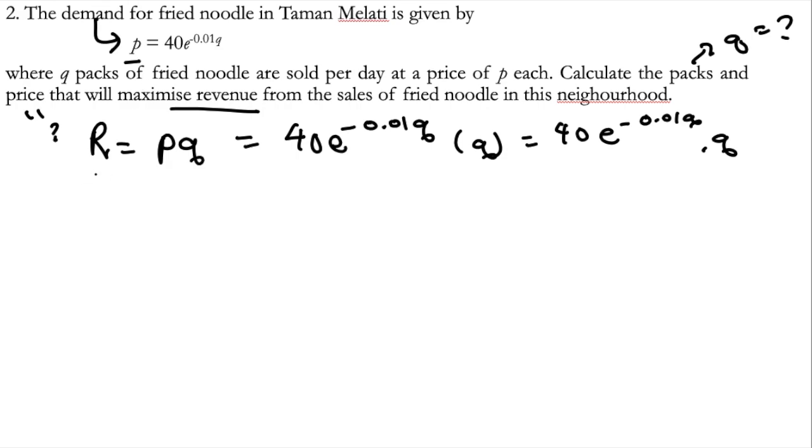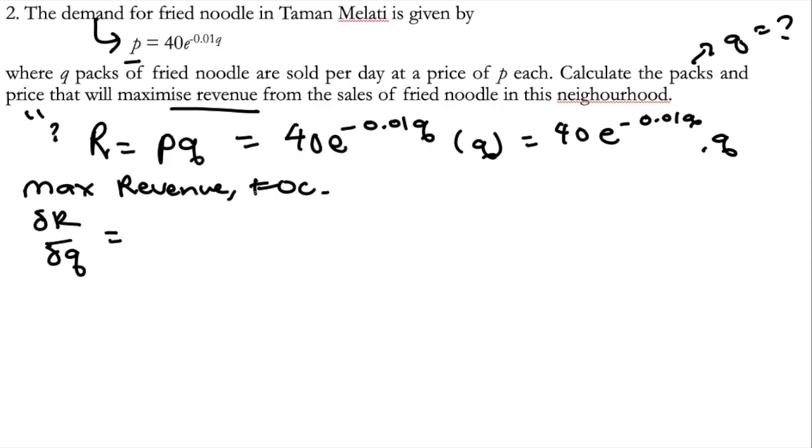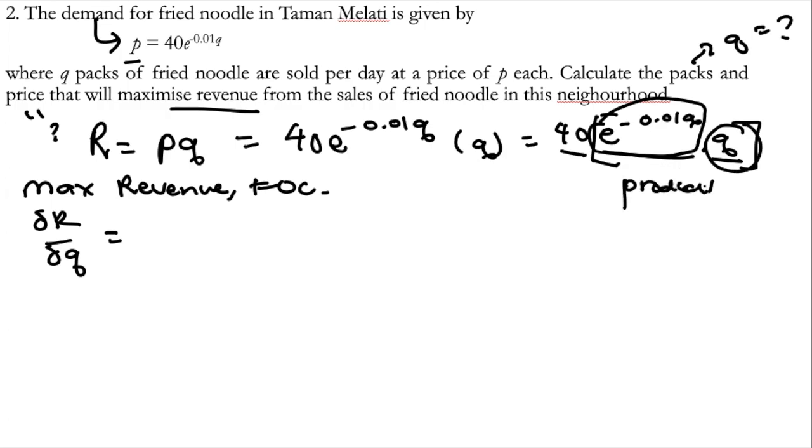That's the question. How to maximize revenue? That means we need to get the first order condition for the revenue function. What we need to do is write this down: maximize revenue, FOC, because FOC means revenue at maximum point. So differentiate revenue with respect to quantity. How do we do it? You see carefully here. This is 40, this is constant. If you see this, we have this term multiplied by this term. When it is multiplied, we can use the product rule. How to do the product rule here?